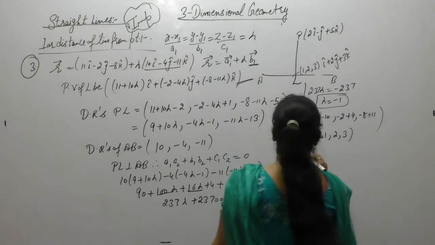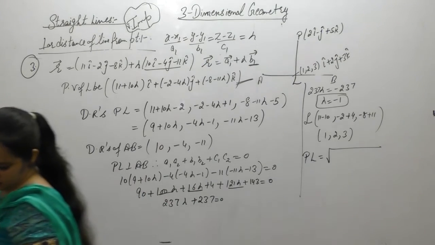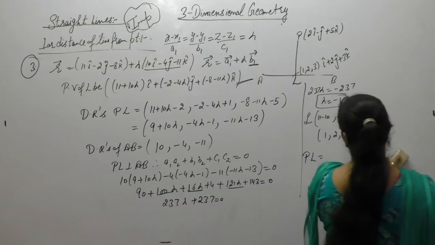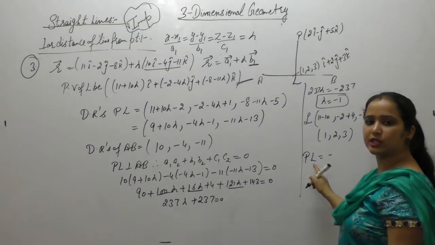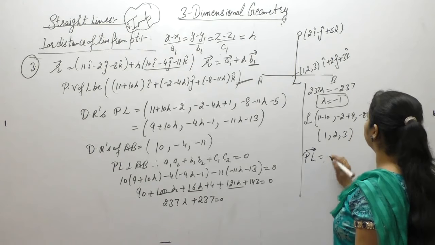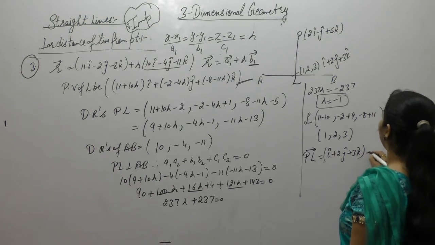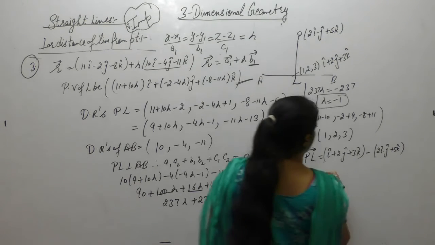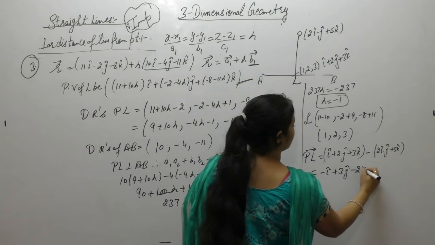Now we want to find the distance PL. If this is in the vector form, then PL is the position vector of L minus the position vector of P. We can write it as i plus 2j plus 3k minus (2i minus j plus 5k), which gives i minus 2i, 2 plus 1, 3 minus 5.